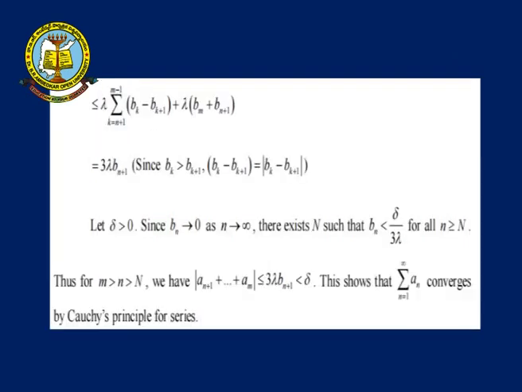So, it is less than or equal to lambda, in terms of that, it is a constant term. We got it. So, we can decide the series sigma an is convergent by the Cauchy principle for series, as bn tends to 0 as n tends to infinity. So, the series is convergent. This is the proof of the Dirichlet test.